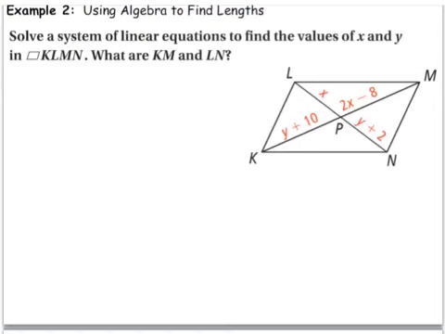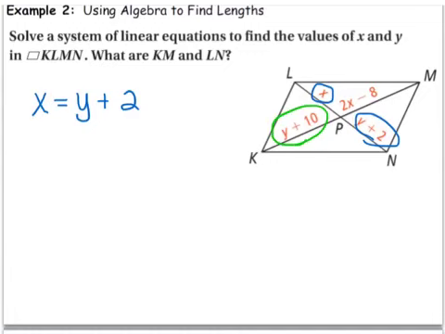All right, here's our first example with some fun math. What we want to do is solve using a system of linear equations to find the values of x and y. Based on our previous theorem, we know that x is going to be congruent to y plus 2. So x must equal y plus 2. Similarly, we also know that y plus 10 equals 2x minus 8. So let's write that one down.